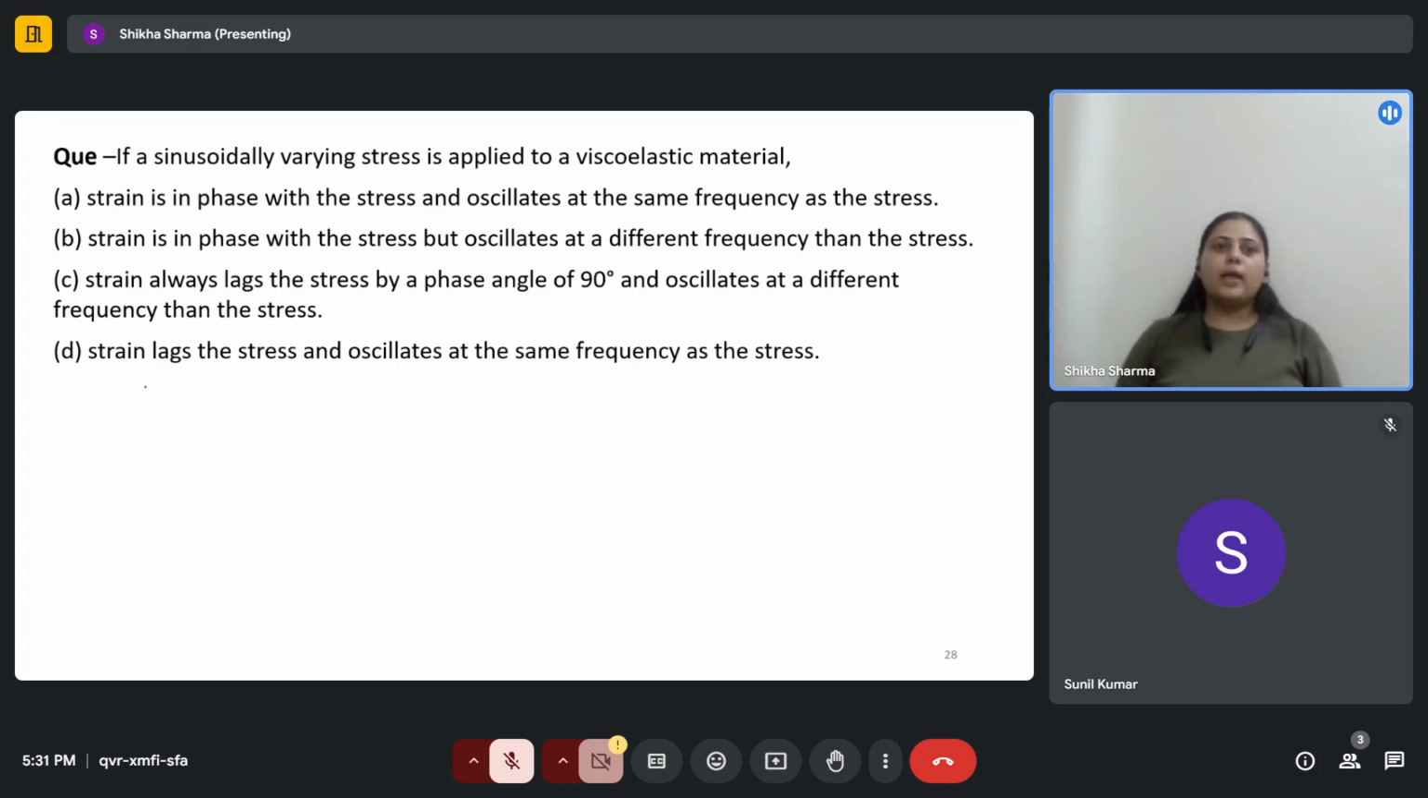So when we are applying a sinusoidal stress, in the sine wave form, to a viscoelastic material, what is going to happen? It is a question of oscillating stress applied to a viscoelastic material.